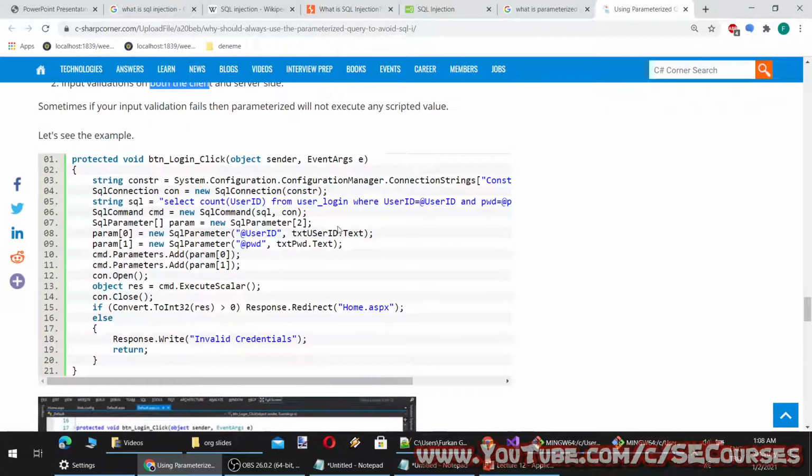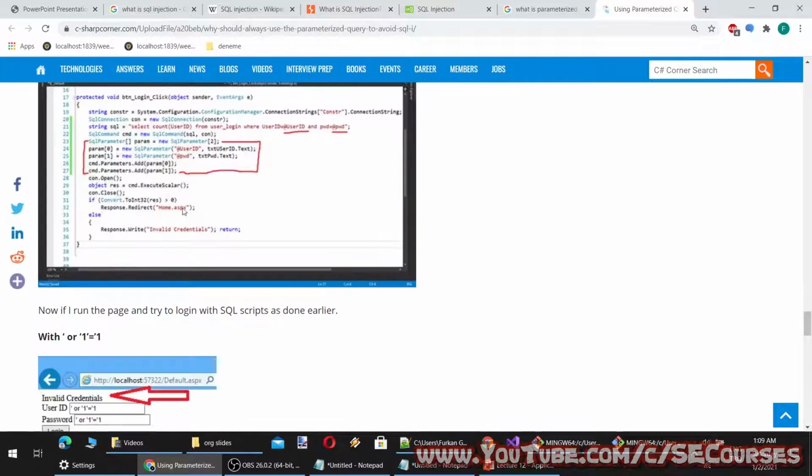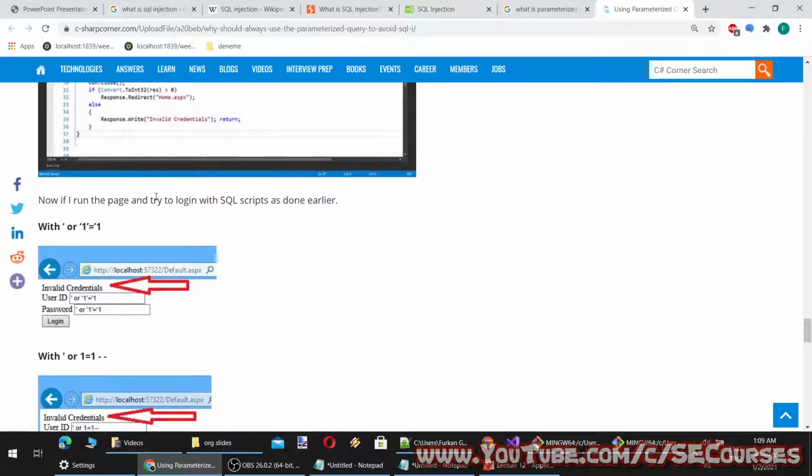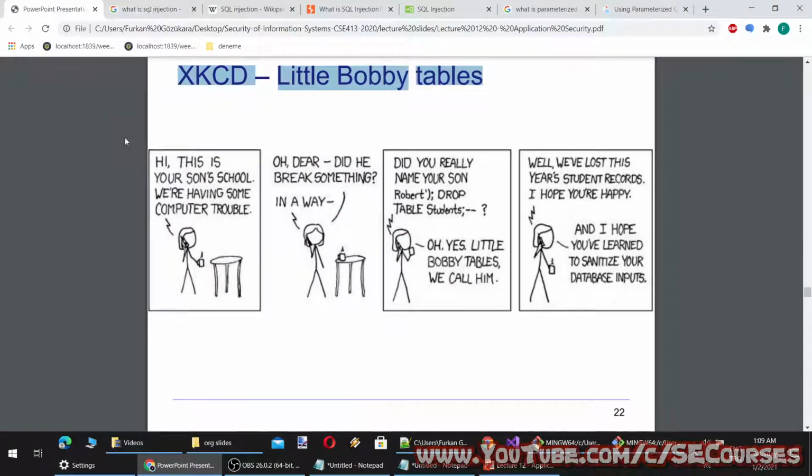Or alternatively, you can use a parameterized query. In this case, all of the input coming from the user will be treated as data, as a parameter, not like SQL commands. Therefore, the injection would be prevented. Okay, so with a parameterized query, you can prevent SQL injection successfully. All right.